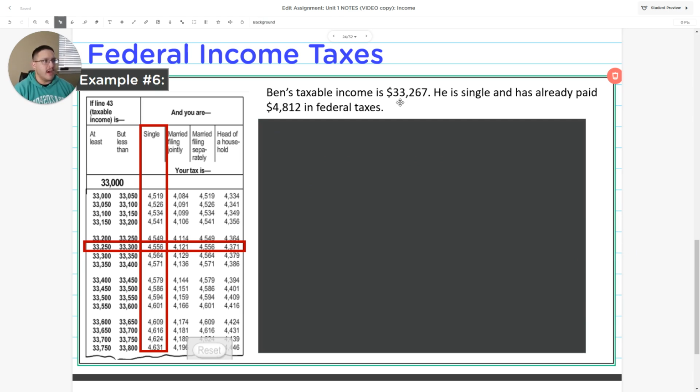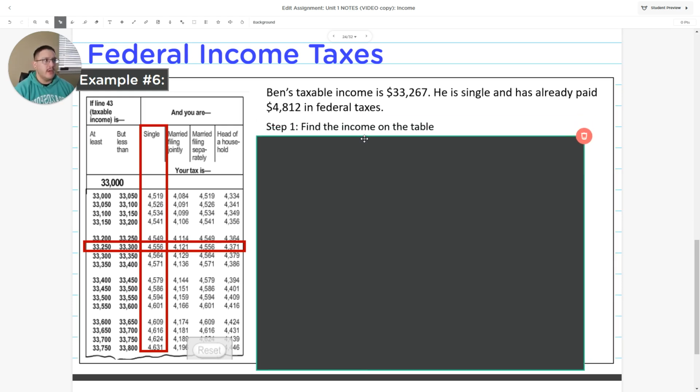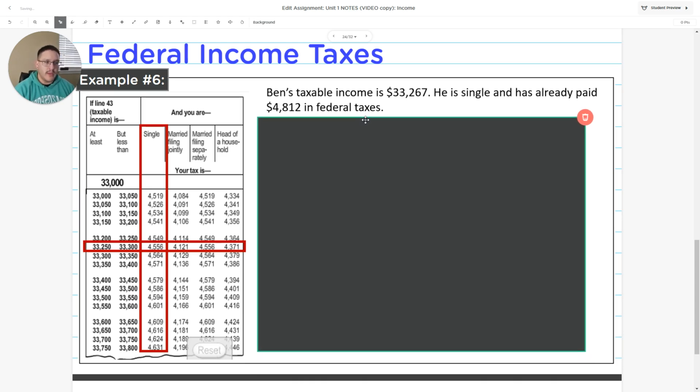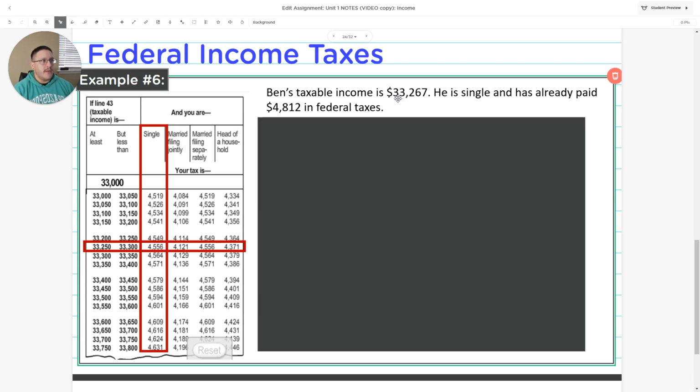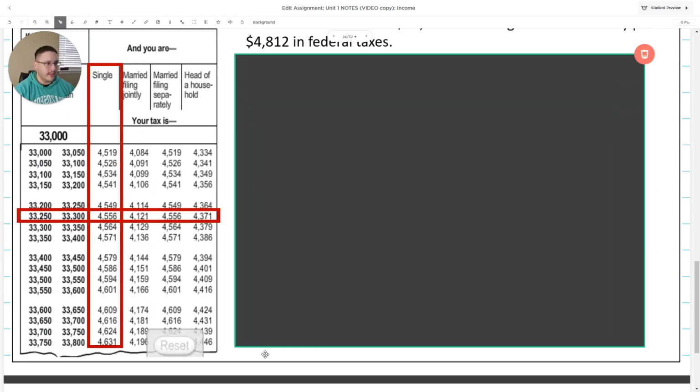Ben's taxable income is $33,267. He is single and has already paid $4,812 in federal taxes. We want to figure out whether he's owed a refund or whether he owes more money to the government. So, first off, his income is $33,267. We're going to figure out where that is on the left side.